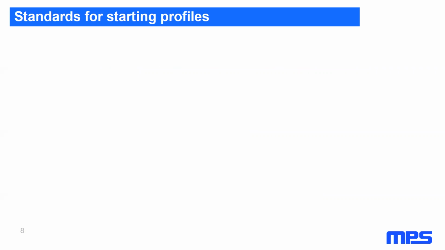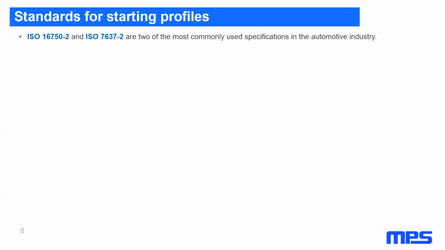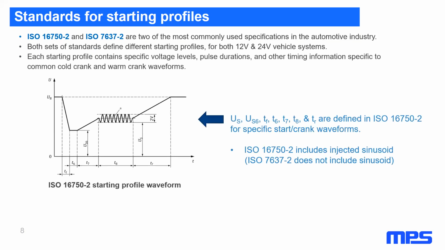Many of the starting profile definitions and test waveforms are based on industry standards. ISO 16750-2 and ISO 7637-2 are two of the most commonly used specifications in the automotive industry. Both sets of standards define different starting profiles for both 12-volt and 24-volt vehicle systems. Each starting profile contains specific voltage levels, pulse durations, and other timing information specific to common cold crank and warm crank waveforms.